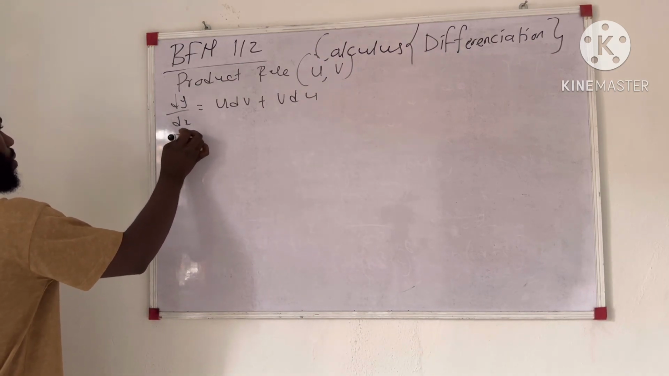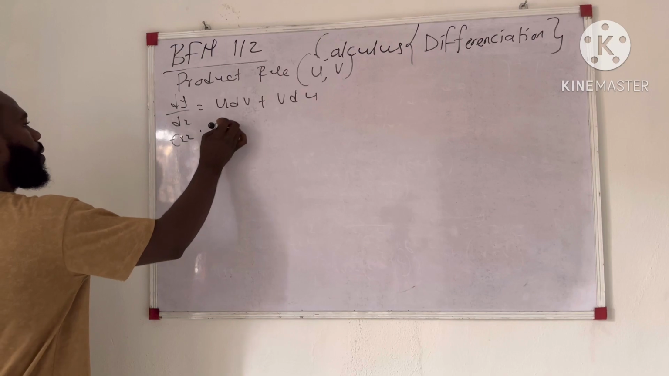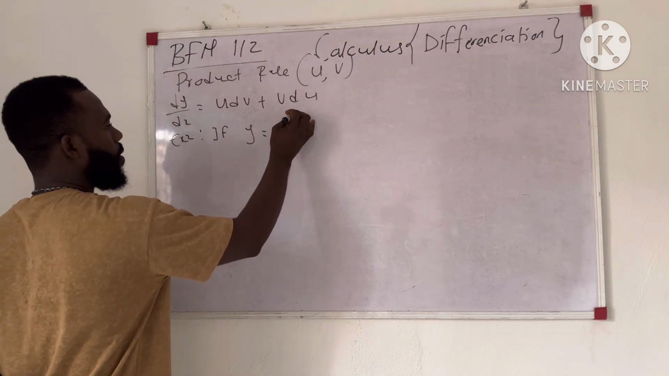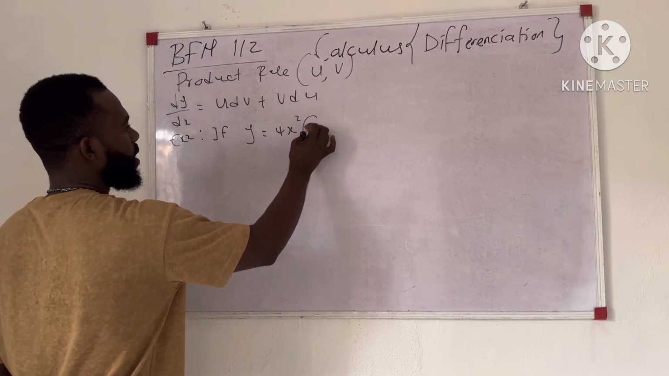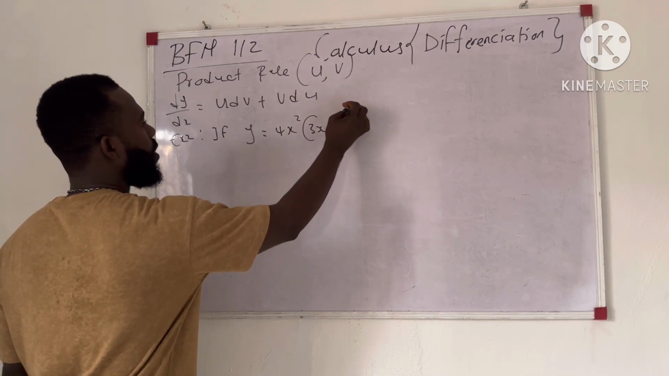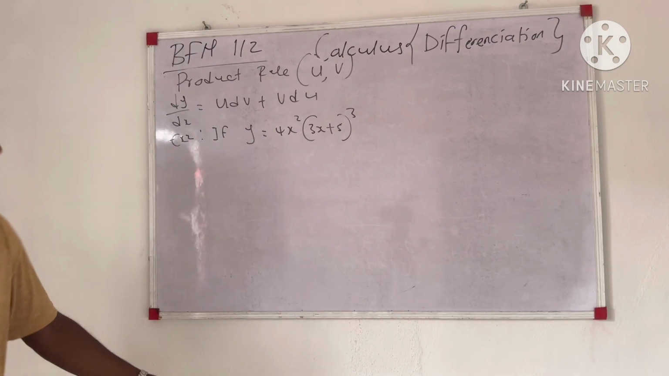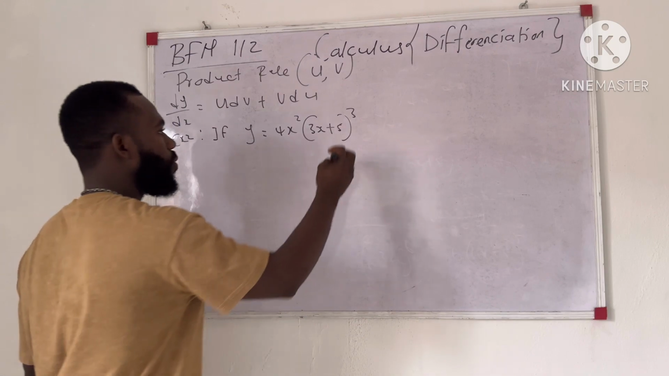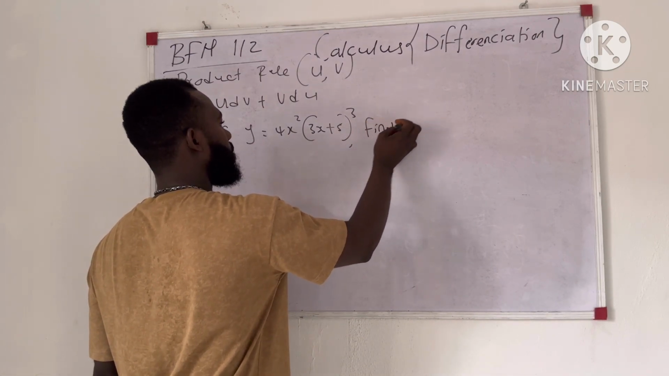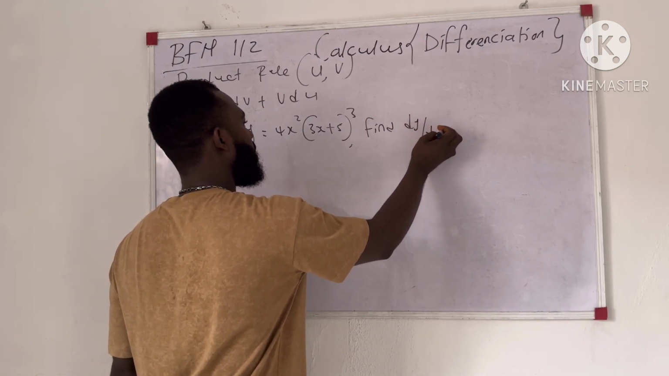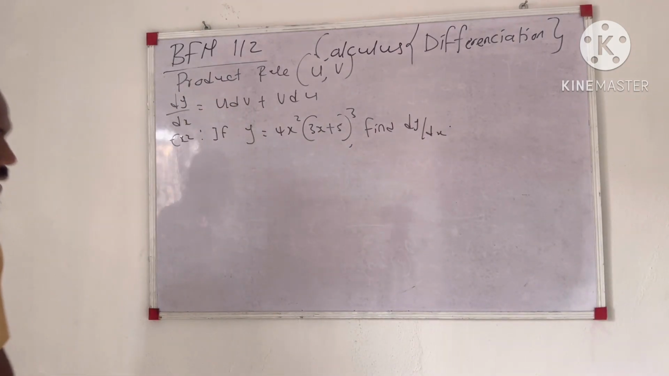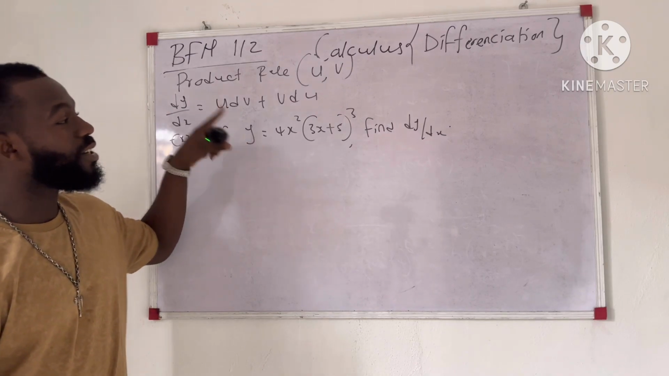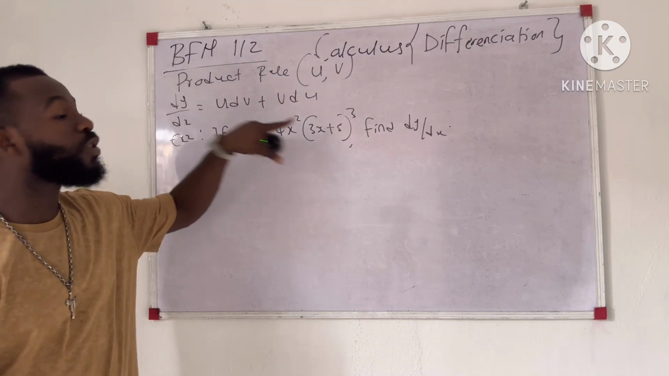Example 2. If y is equal to 4x raised to the power 2 times the bracket (3x + 5) raised to the power of 3, and then we are told to find dy over dx. Now, if you look very well, you can see the chain rule inside. You can also see the product rule inside.